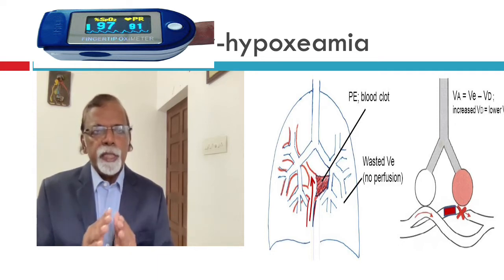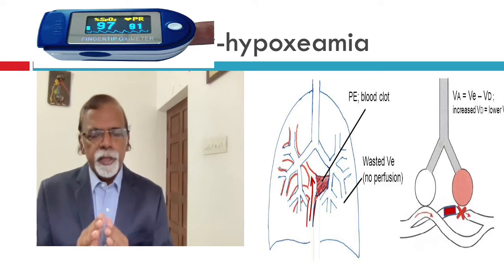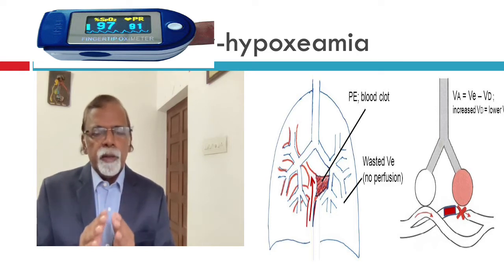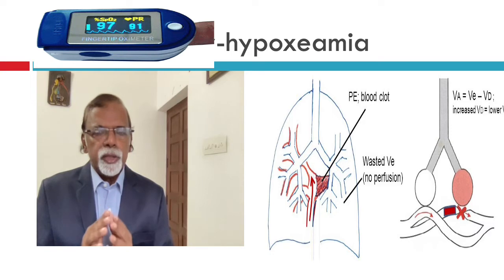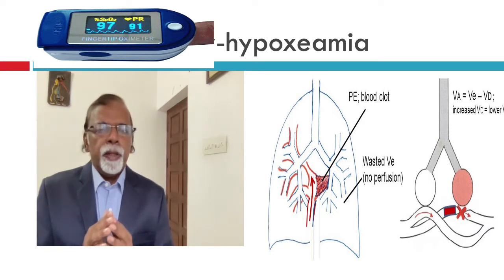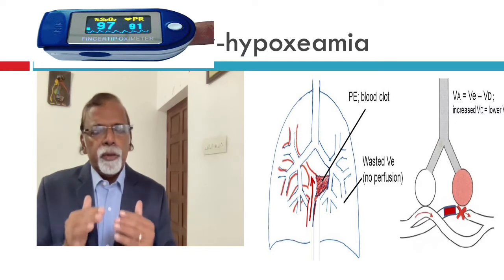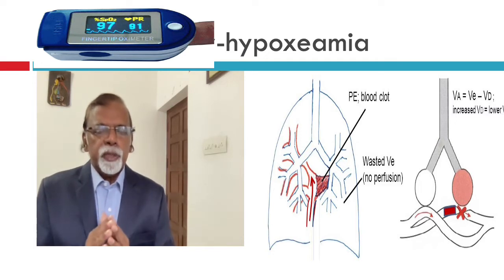So hypoxemia is decreased oxygen in the blood. Hypoxia is decreased oxygenation at the level of tissues. And we can measure the oxygen saturation in the periphery by a simple instrument, pulse oximeter. So we'll be discussing this today. So let us look into how you can get hypoxemia.